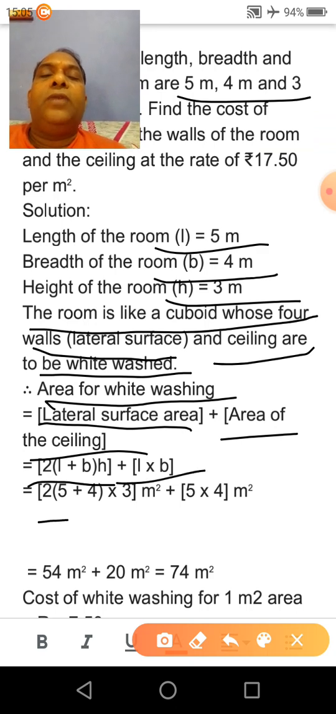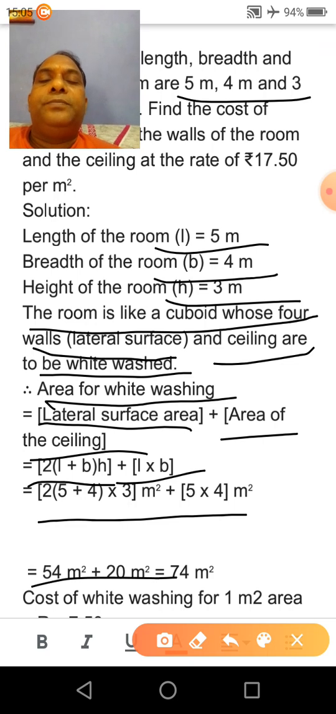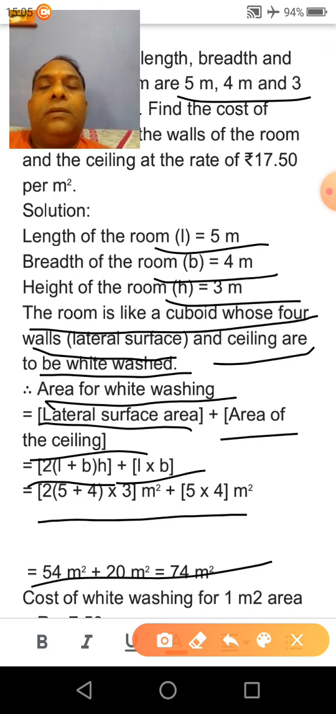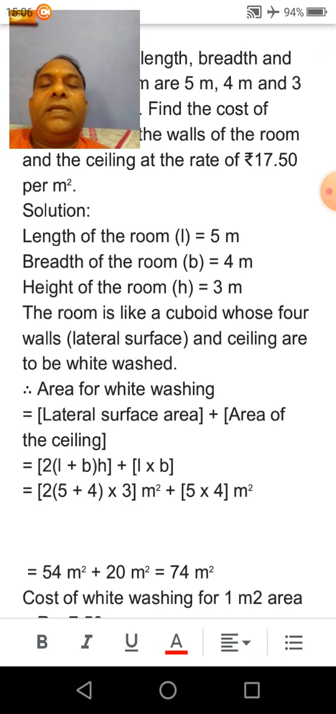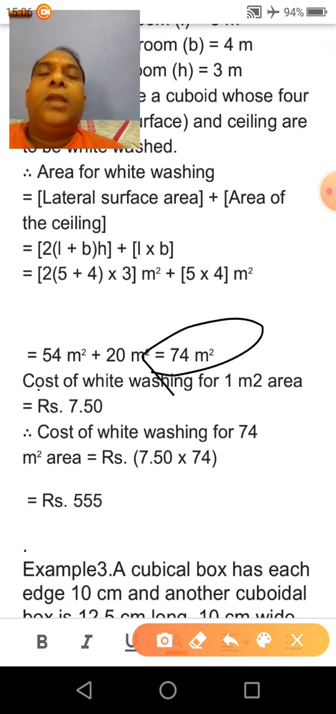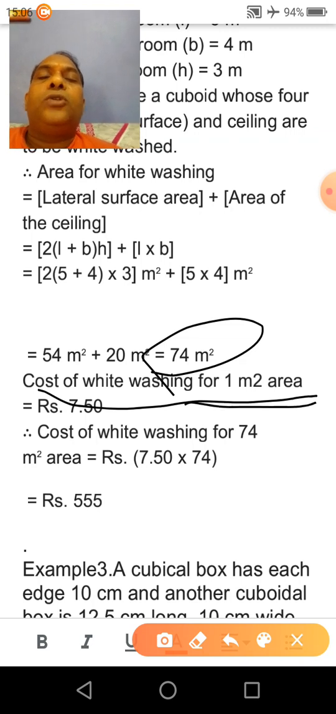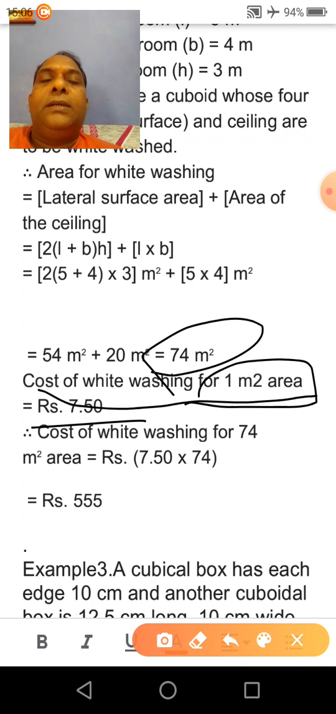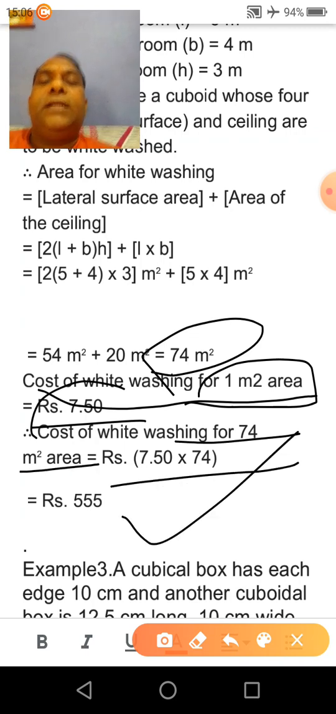Now put the value L, B and H. Then you have area for the whitewashing. Clear? Which is equal to 74 meter square. Now cost of whitewashing for 1 meter square area. So cost of 1 meter square area is rupees 7.50. So cost of 74 meter square will be, you have to multiply it, then you have the answer. Clear?